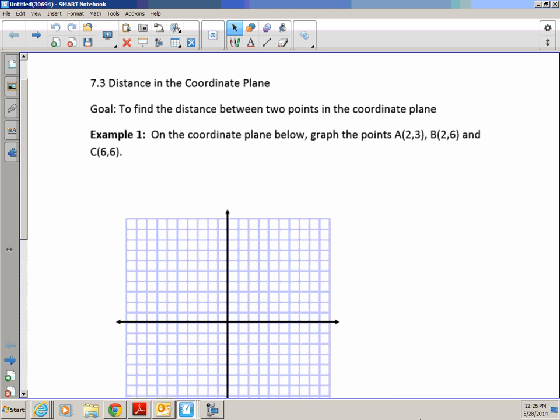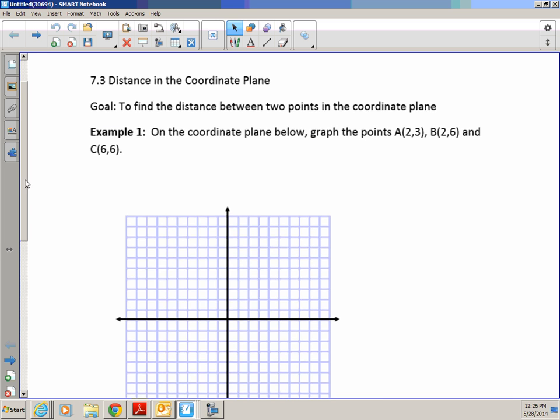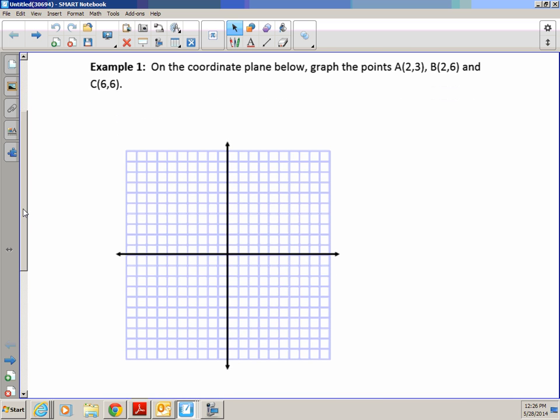So what we're going to do today is determine the distance between 2 points in the coordinate plane. So let's go to our first example. We want to graph the 3 points (2, 3), (2, 6), (6, 6). So we have (2, 3) here, that's A, (2, 6) there, and (6, 6) there. Okay, and now we want to figure out the distances between these points.